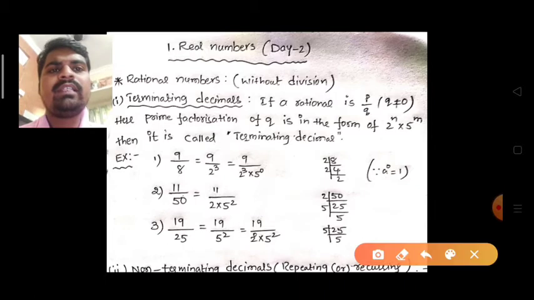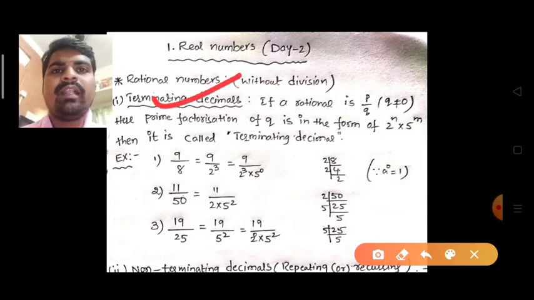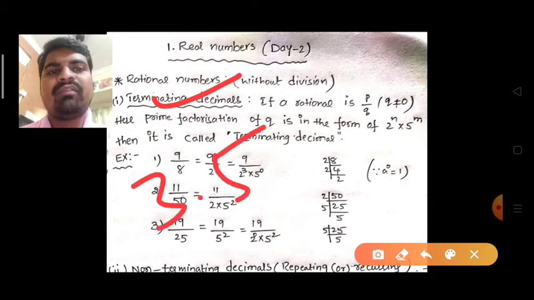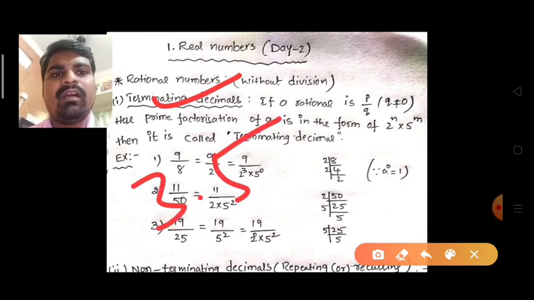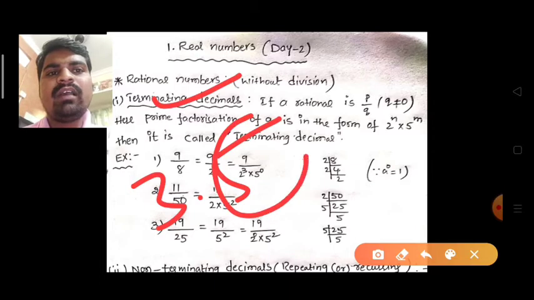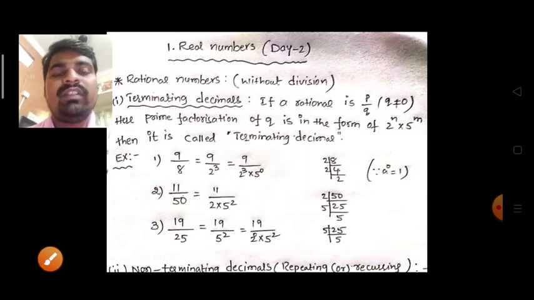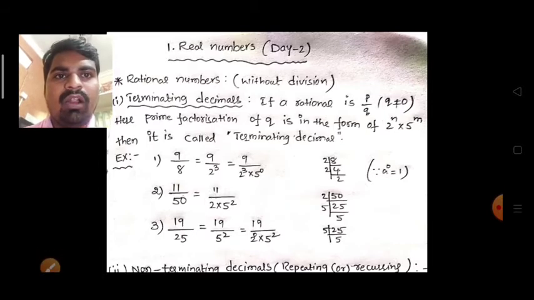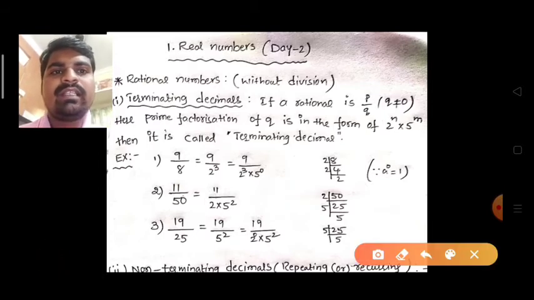The first one is terminating decimals. So how to identify the terminating decimals? You know very well, yesterday we completed it. For example, 3.5. 3.5 is a terminating decimal because the digits after the point end. So without division, how to identify the rational numbers which are terminating or non-terminating? First of all, we are discussing the terminating ones.